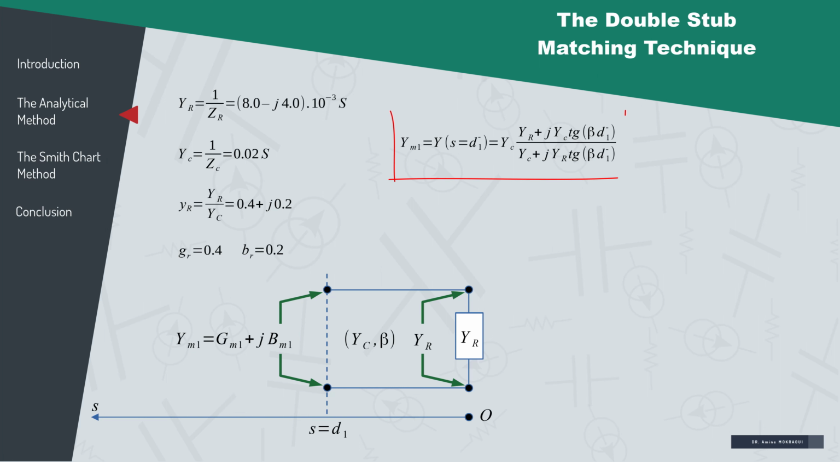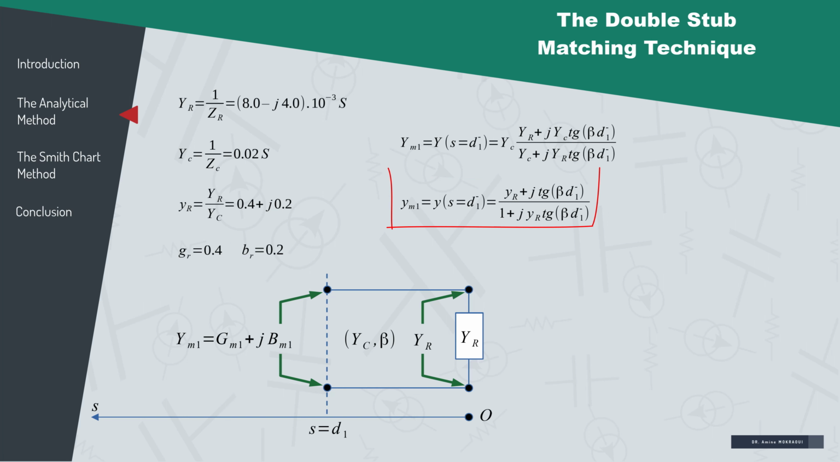Let YM1 be the input admittance of the first transmission line before the stub junction. It can be found using the following formula, which can be expressed in a normalized form as follows. To ease formula manipulation, we set U1 equal tangent beta D1. Note that U1 can be calculated because D1 is known. We find U1 equals 1.732.